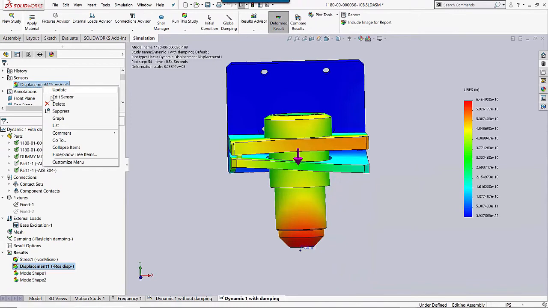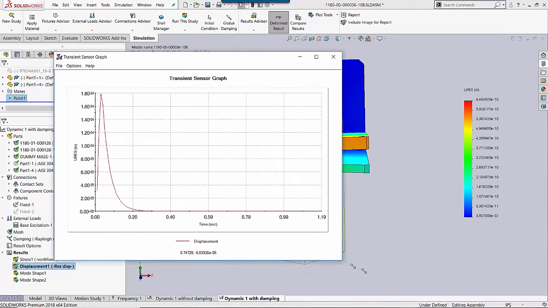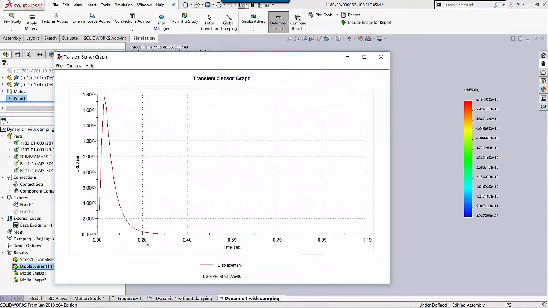And as you can see, if I right-click and go to graph, this is how that excitation affected this model. There was an excitation, and then at about 290 milliseconds, that's when it dampens out and there's no more vibration after that. This is actually too long of a period. They wanted to back it off and have it dampen even quicker.